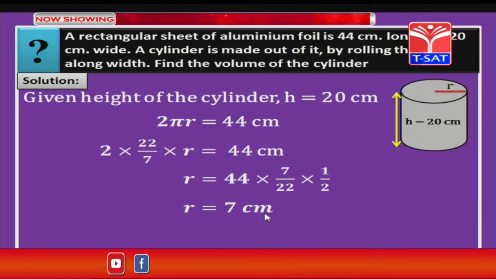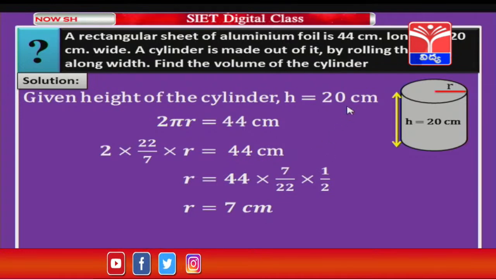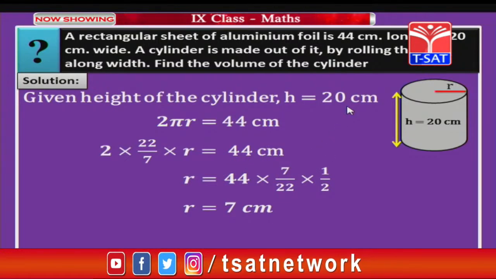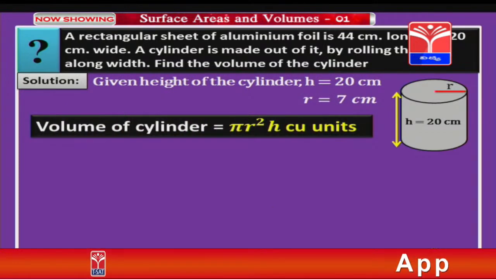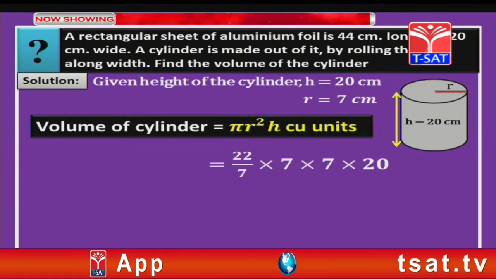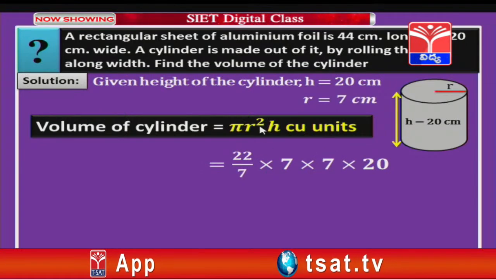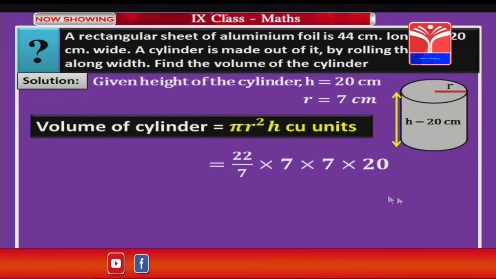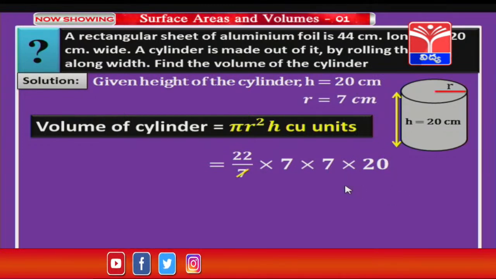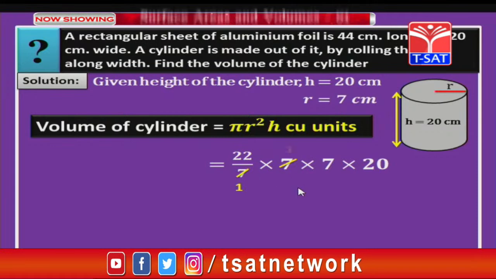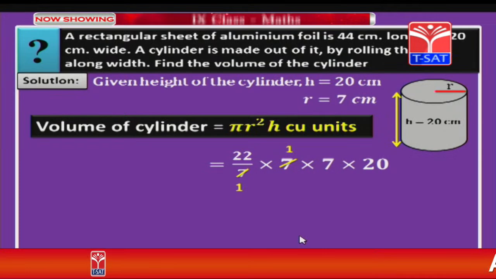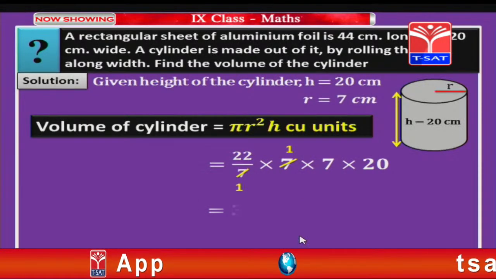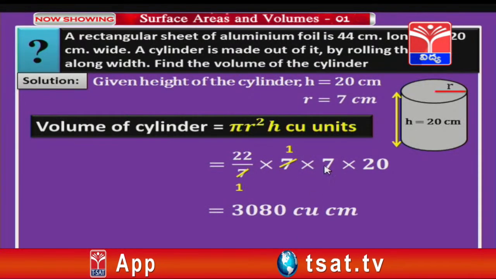Now, you know the radius as well as the height children. Now, what is the formula to find volume of cylinder children? Yes, it is pi r square h cubic units. Now, let us substitute the values. Pi is 22 by 7, r is 7. So, r square is 7 into 7, into height 20. So, here we will simplify, 7 goes one time and again here also it goes one time. What is left children now? Yes, 22 into 7 into 20, which gives 3080 cubic centimeters.